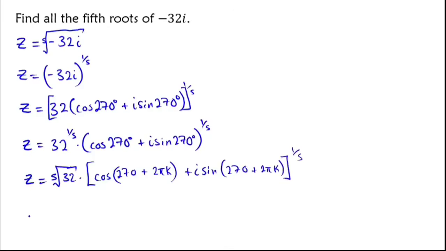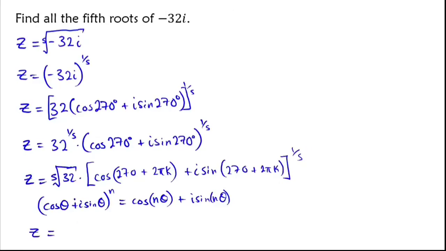If I apply De-Moivre's theorem, we know that De-Moivre's theorem says that if I have, for example, cos theta plus I sine theta raised to the power n, that n can multiply our angle like this, plus I sine n theta. So now our power is 1 over 5. So let that 1 over 5 multiply the angle that we have now. So z is equal to, the fifth root of 32 is 2.